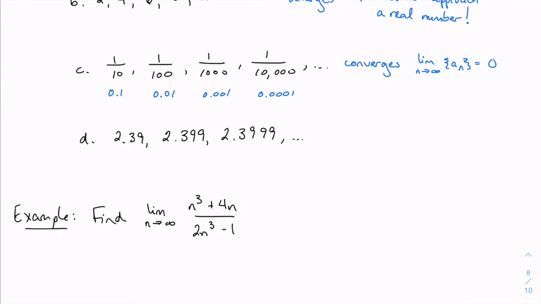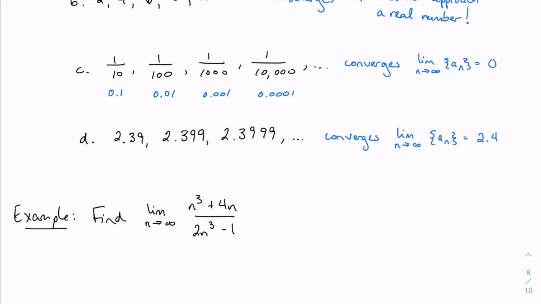Likewise with part D, I'm getting closer and closer and closer to 2.4 without actually getting there. And so we say the sequence converges to 2.4.